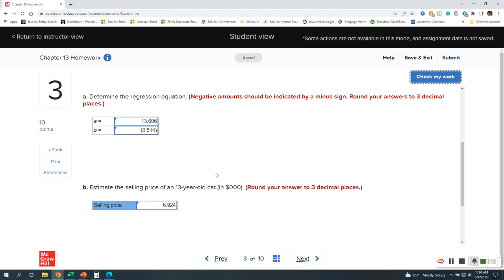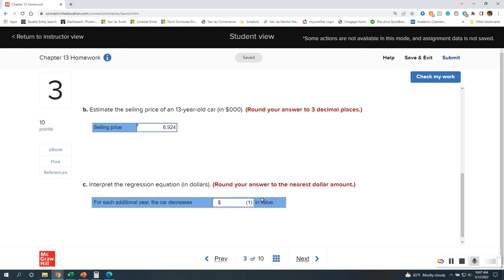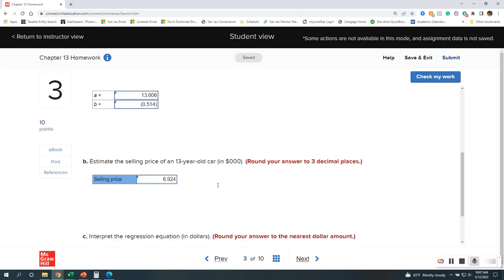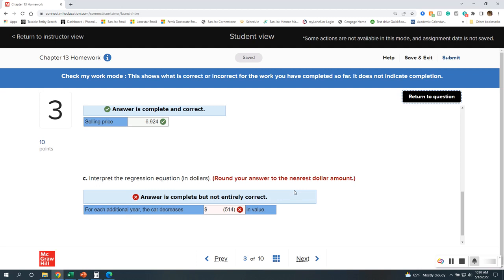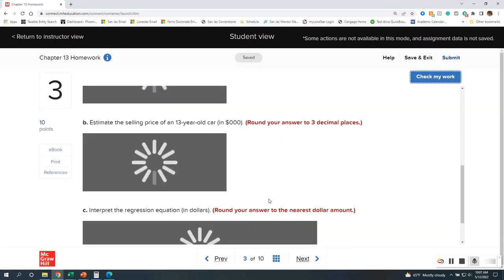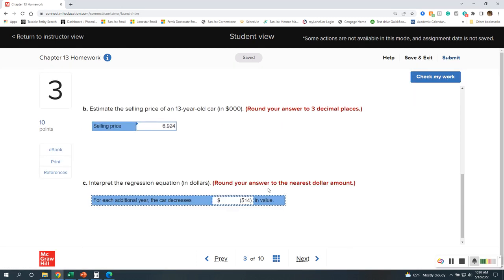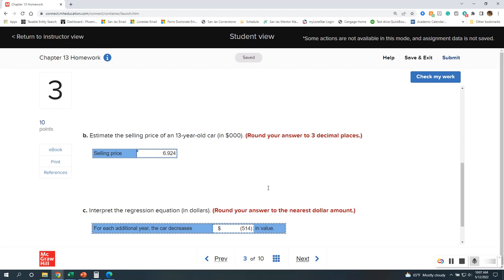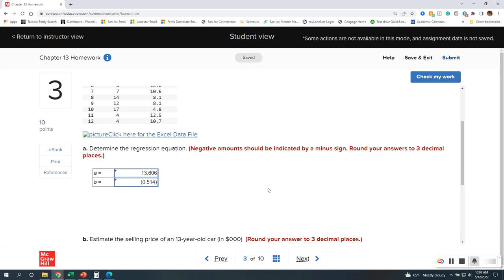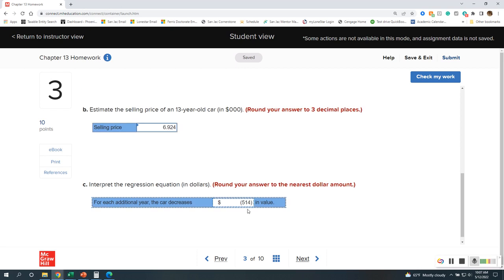So it's probably because it's in thousands. So, negative 514. Because that is a slope, and it does go down by 0.514.